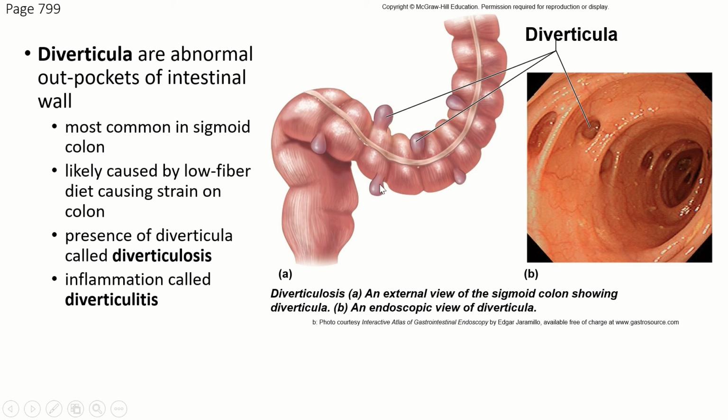They're most common in the sigmoid colon, and they're likely caused by a low fiber diet, which makes the feces harder and denser and puts more pressure on the walls of the colon. So as a result, the colon develops these little pockets. So eat your fiber if you don't want diverticula.